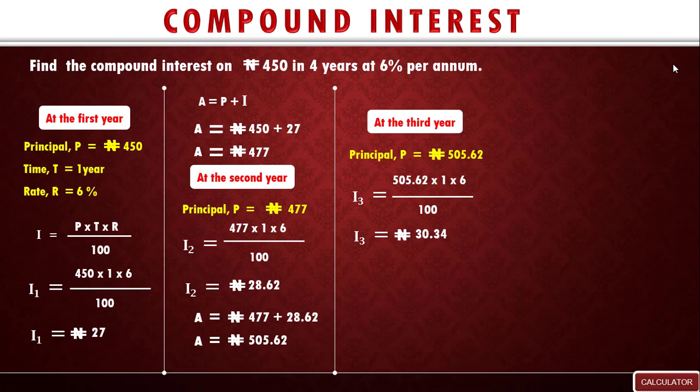Okay, we've gotten the interest for the third year. So the next thing to do is to get the amount. To get the amount, we also apply the formula A equals P plus I. That means we need to add this interest to the principal at the third year. So we have A equals 505.62 plus 30.34. Let's use the calculator to do that.